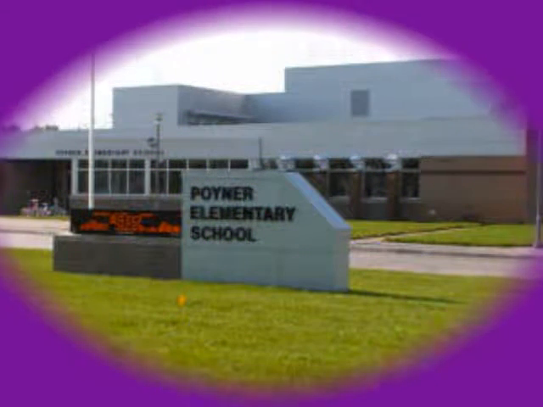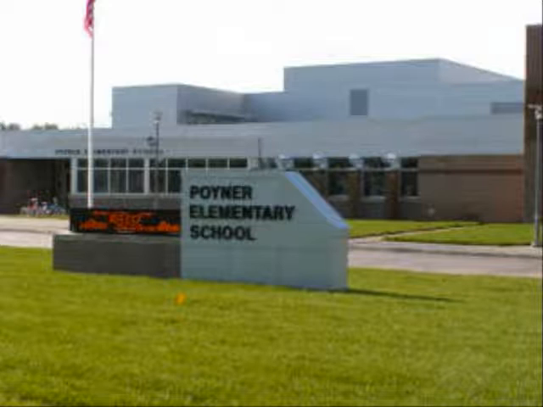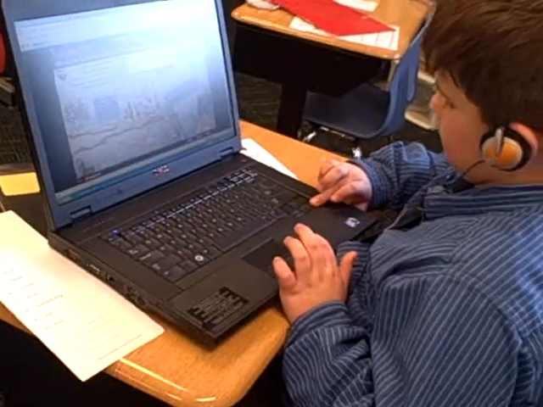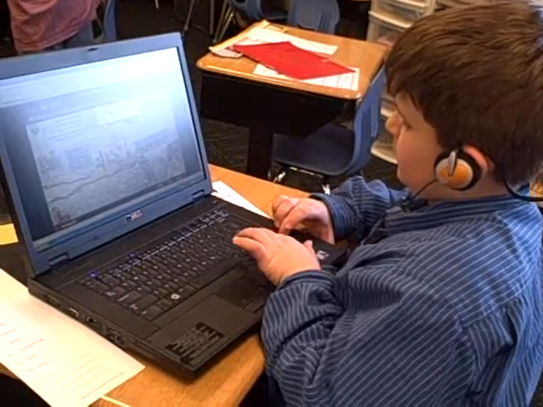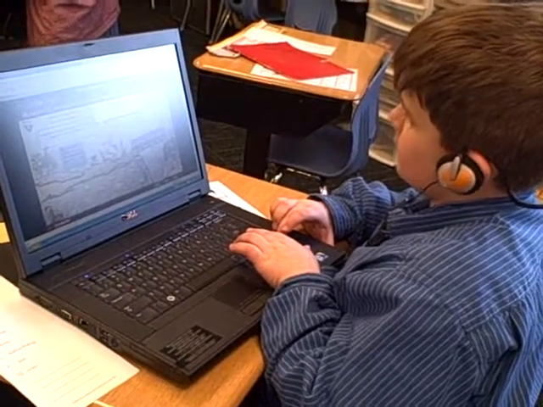Students at Poynter Elementary have many opportunities to use computers in the classroom. One teacher, Mike Bullock, uses laptops daily in his classroom with second graders. Students use laptops for many different reasons during the language arts block known as the Daily 5.